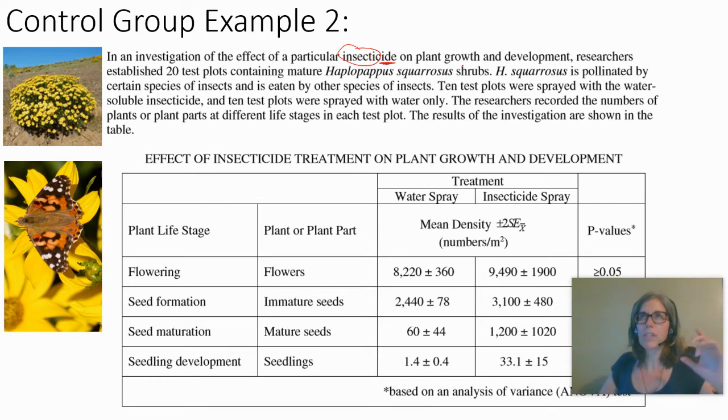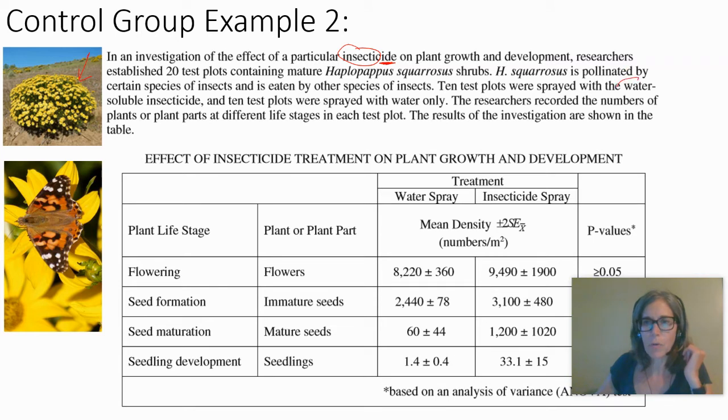Well, that's weird because the insecticide kills insects, but do the insects help the plant or do the insects hurt the plant? So are these insects that kill and eat plants, or are they insects that maybe pollinate plants? Ooh, I don't know yet. Let's read. On plant development, researchers established 20 test plots out in nature somewhere containing mature Haplopappus squarosus shrubs. I looked them up. They look like this. Aren't they pretty? 10 test plots were sprayed with water-soluble insecticide.